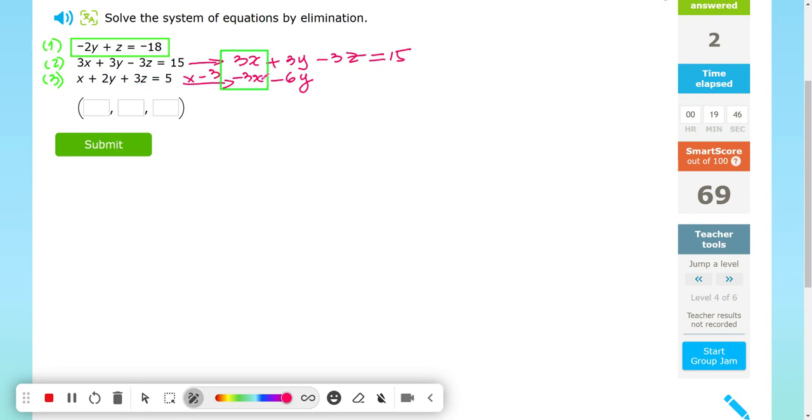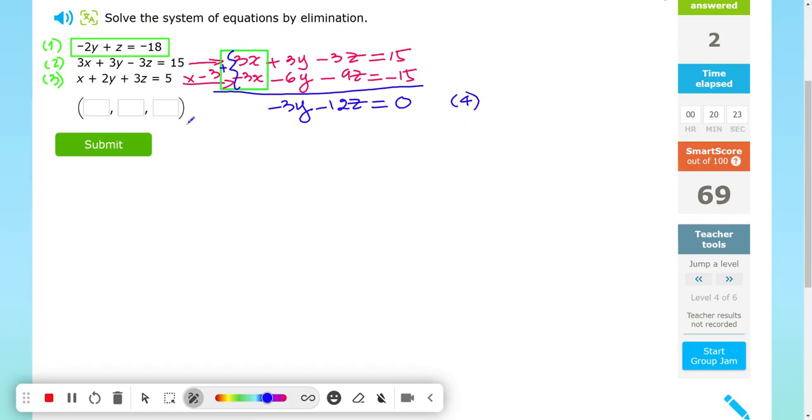3z times negative 3 becomes negative 9z. And then on the right side, 5 times negative 3 is negative 15. Take a look. If we add these two equations together, there is no more x, and you come out with negative 3y subtract 12z equals 0. How about that? I call this equation number 4.